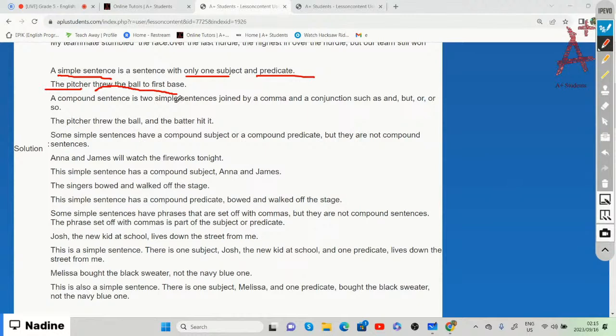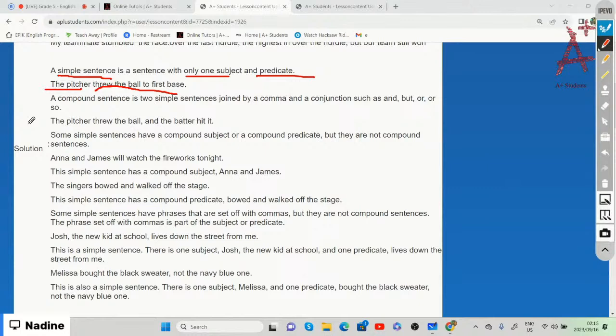Then we have a compound sentence. And a compound sentence is two simple sentences that are joined by a comma and a conjunction such as and, but, or so. So the coordinating conjunctions, those are the most commonly used ones.